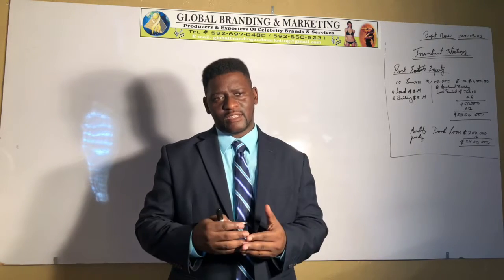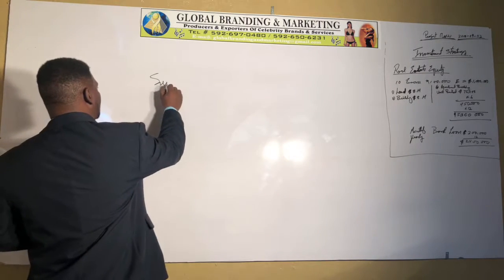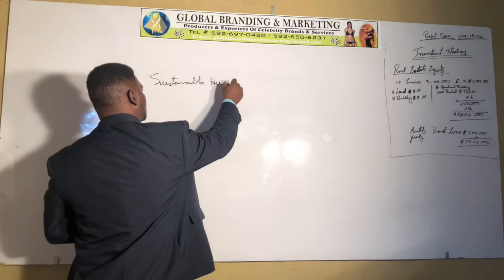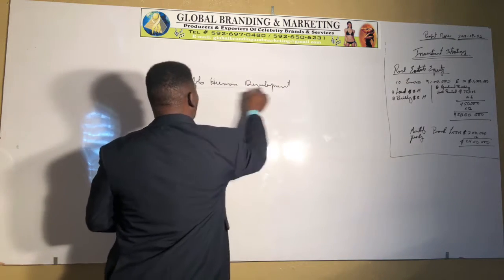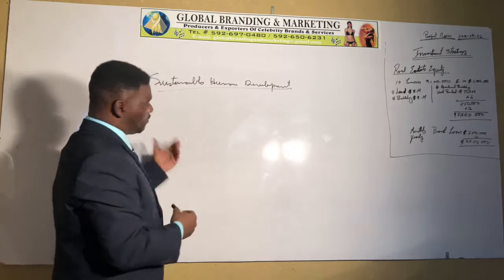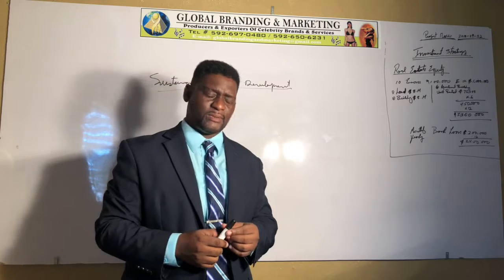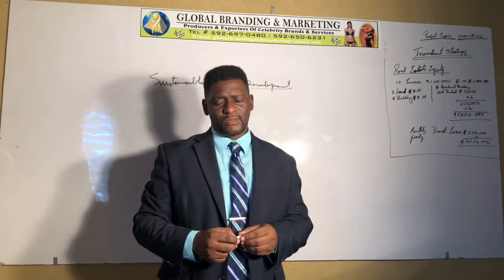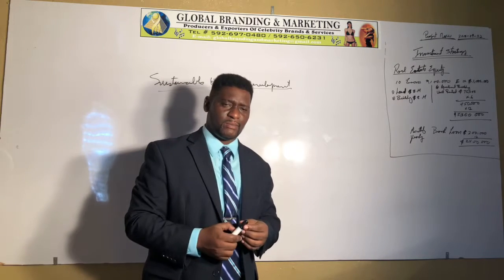And as we look at today's issue, sustainable human development, what exactly does this mean to you? There is a great mind, and that individual is known as Abraham Maslow. In the year 1942, he introduced a unique concept to the world known as the hierarchy of human needs.